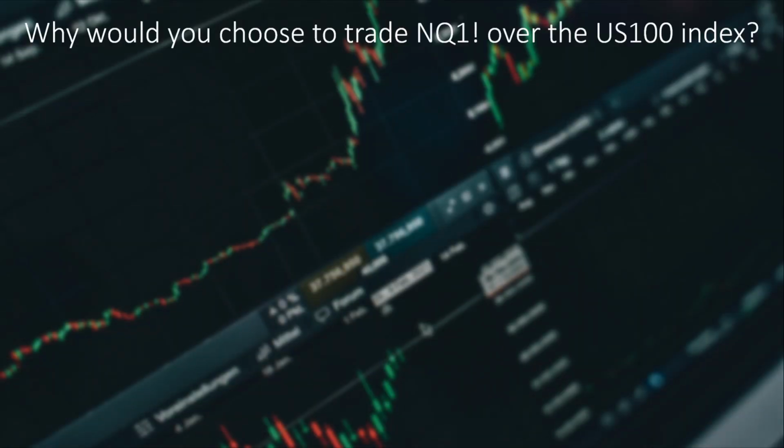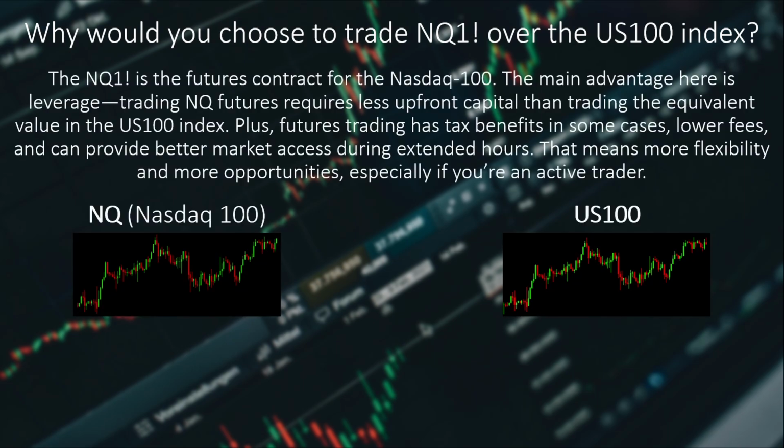Now, why would you choose to trade NQ over something like the US 100 index? The NQ1 is the futures contract for the Nasdaq 100. The main advantage here is leverage. Trading NQ futures requires less upfront capital than trading the equivalent value in the US 100 index.